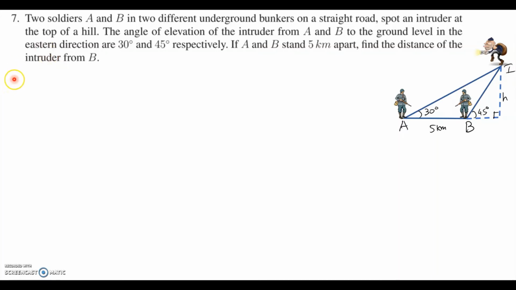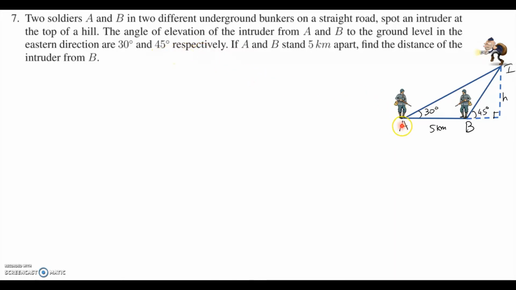In this video, we will solve further problems from exercise 3.10. Question number 7. Two soldiers A and B in two different underground bunkers on a straight road spot an intruder at the top of a hill. The angle of elevation of the intruder from A and B to the ground level in the eastern direction are 30 degrees and 45 degrees respectively.